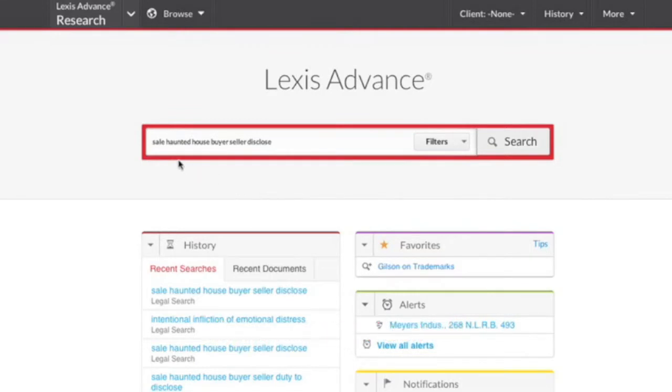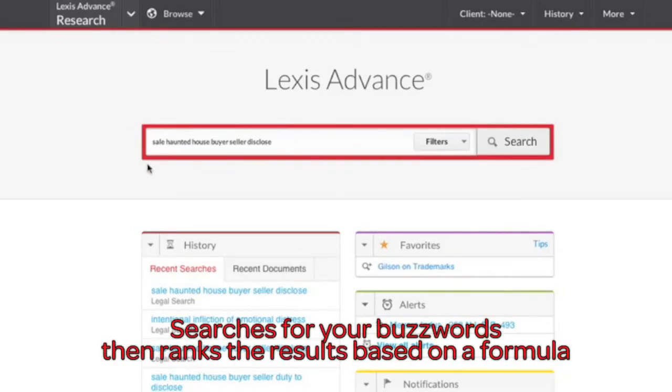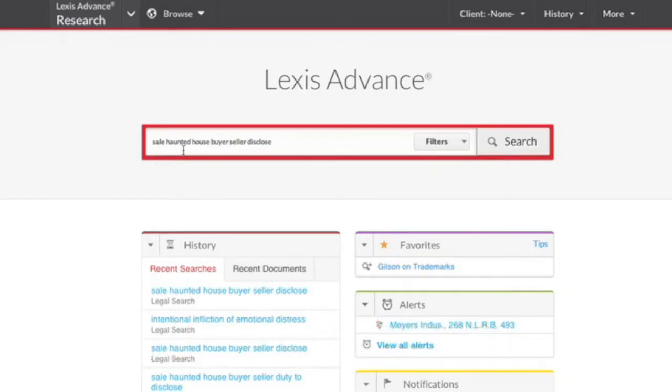What essentially Lexis Advance is doing, just like Google and any other search provider, when you run a natural language search, it's using your search words and an internal algorithm and guessing what it is that you want to look for. So for example, if you were to type in the sale of a haunted house as well as buyer, seller, and disclose, it's going to look for those buzzwords. And the more frequently that these buzzwords pop up in your case, the higher in the results list it's going to be.